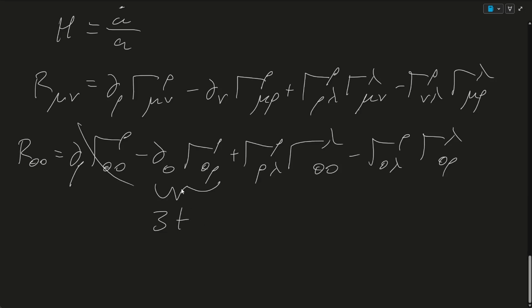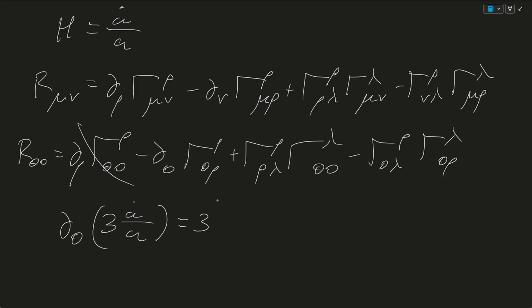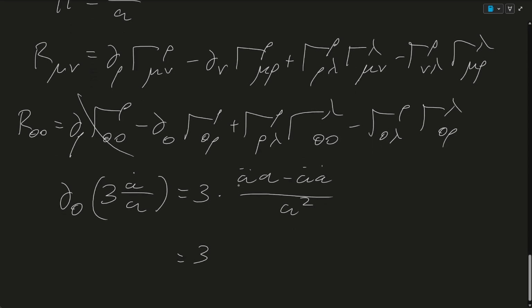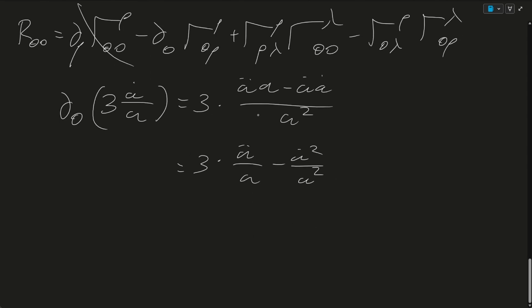Oh no, I need to take the time derivative, don't I? So we'll do this first. The time derivative of 3a dot over a is equal to 3 times a double dot a minus a dot squared, which is just 3 a double dot over a minus a dot squared over a squared.